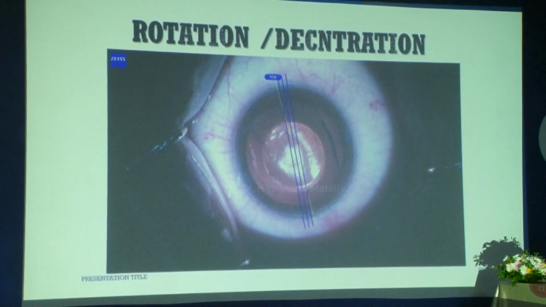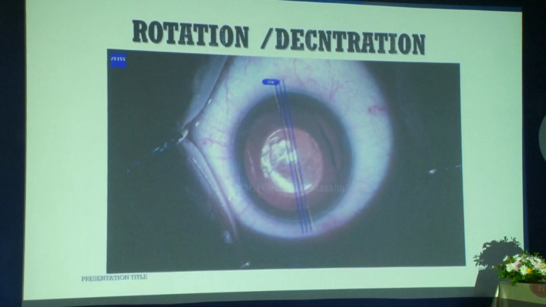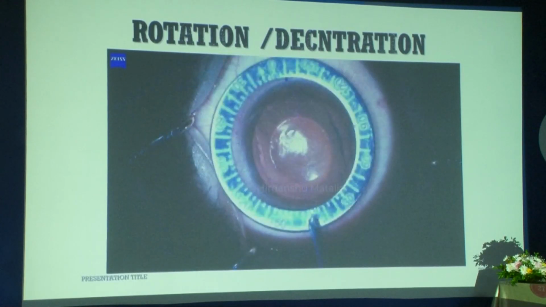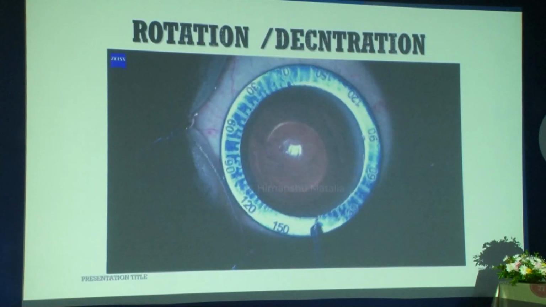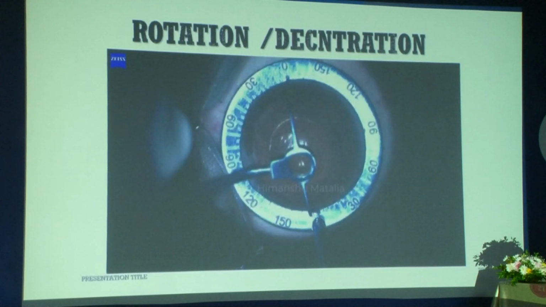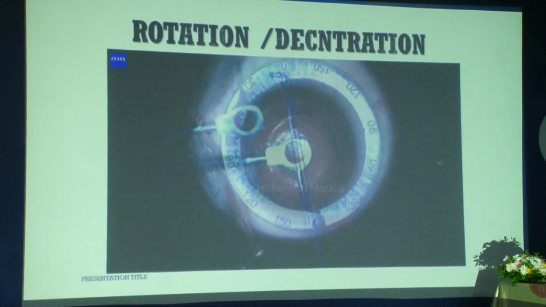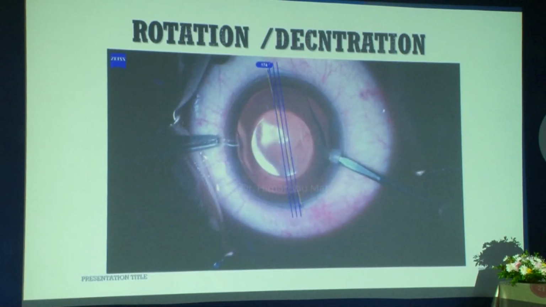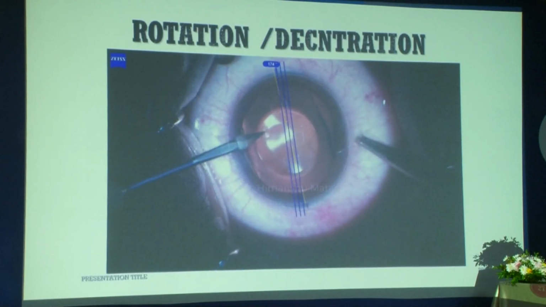Because this is an IPCL. IPCLs are implanted horizontally from the temporal axis. This lens was rotated, I think, a third time, and you can see it's about 15 to 20 degrees off axis. Re-rotation is a very simple procedure. You just make the two wounds.